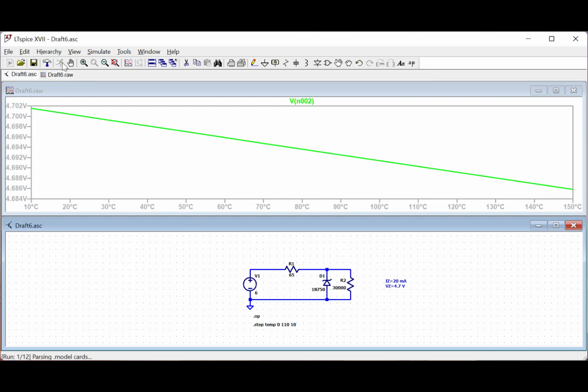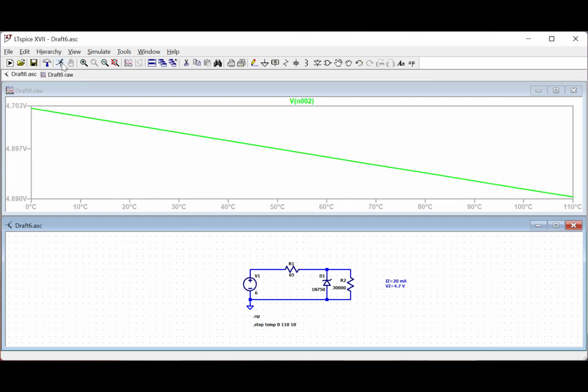And if I run the simulation again, you will see the result will be quite similar, because we can expect that. And we will see the interval has changed in this way. And this is the way a temperature-dependent simulation can be done.